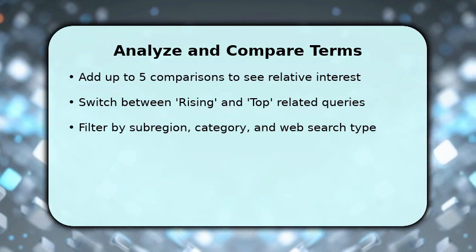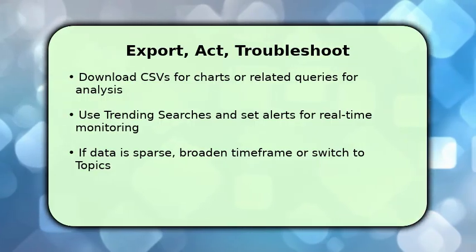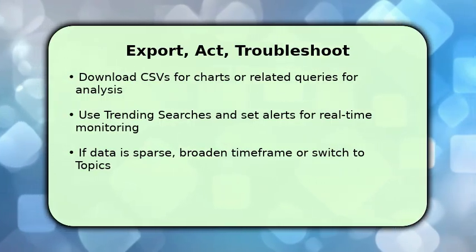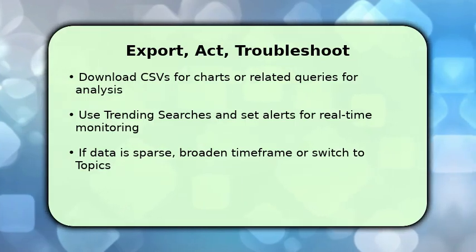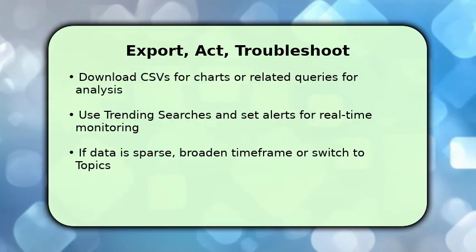Finish by exporting the chart or related query CSV so you can analyze spikes in a spreadsheet and schedule content. Once saved, set alerts or use trending searches to catch fast-moving stories. Add promising keywords to your content calendar.